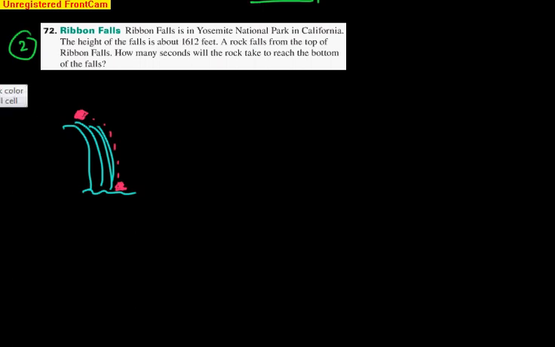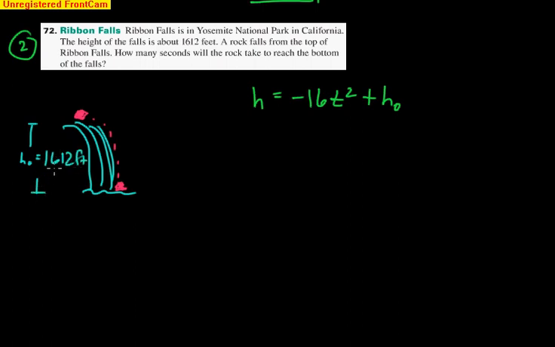Now, because there is no initial velocity, this is just a dropped object problem. So the formula, h equals -16t squared plus h sub 0. That's the formula we will use. H sub 0 is where it starts from. That's how high the rock is right here. H sub 0, and that's the 1,612 feet. Now, where the rock ends is down here. That is a height of 0 feet. It's not anywhere above the water. It's right there. So we're going to plug these numbers in right over here.